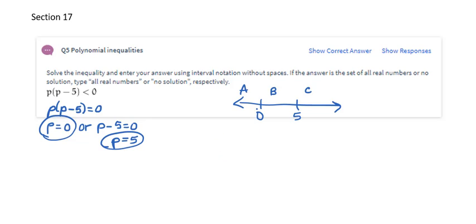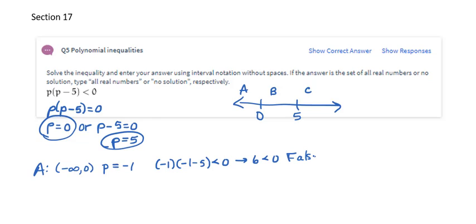Region A is the interval from negative infinity to 0. So a test point would be something less than 0. So let's say p is equal to negative 1. And if we plug into the original inequality, we would have negative 1 times negative 1 minus 5, and we're asking ourselves, is that less than 0? So this is really negative 1 times negative 6, which is equal to 6, which is not less than 0, so that is a false statement.